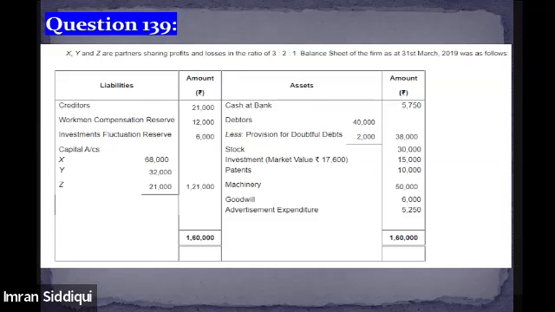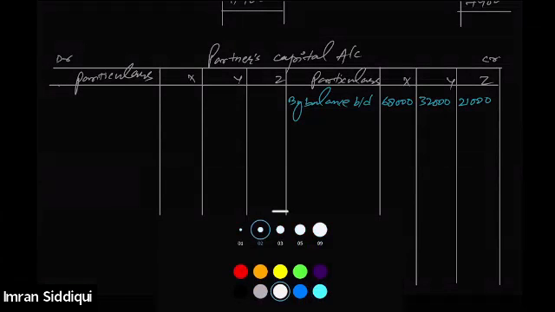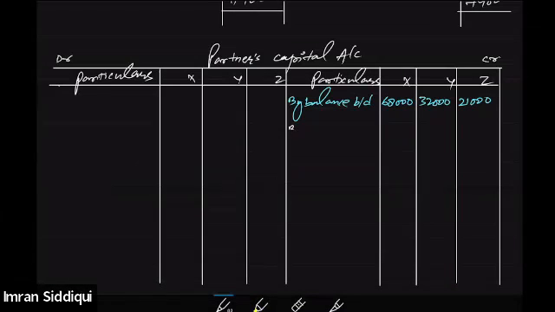So what are we going to do with this? Tell me. Distribute among partners. Distributed among the partners, right? So it will be distributed in what ratio? The old ratio or the new ratio? Old ratio. So let's do that first. Workman compensation reserve, by, I'm writing it in the short form, WCR, workman compensation reserve.